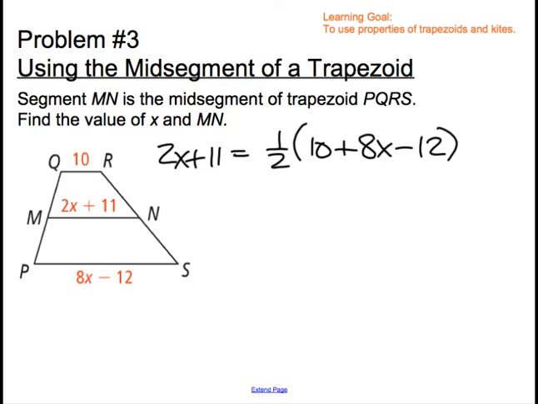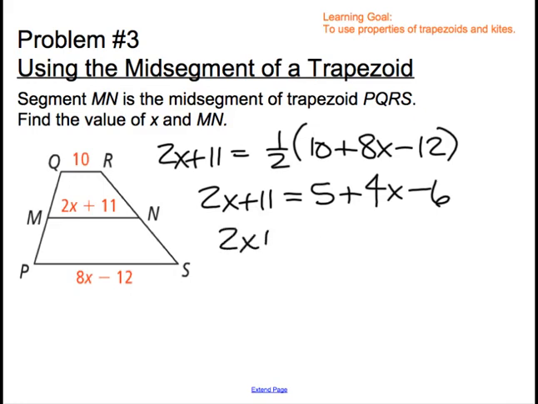In this case, since these numbers are all even numbers, 10, 8, and 12, I would go ahead and distribute the 1/2. So here we have 2x plus 11 equals half of 10, which is 5, plus half of 8x, which is 4x, plus half of negative 12, which is negative 6. If we combine like terms on the right-hand side of this equation, we get 2x plus 11 equals 5 minus 6 is negative 1 plus 4x.